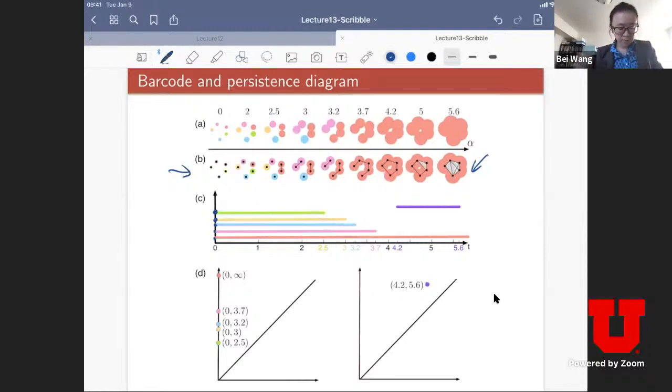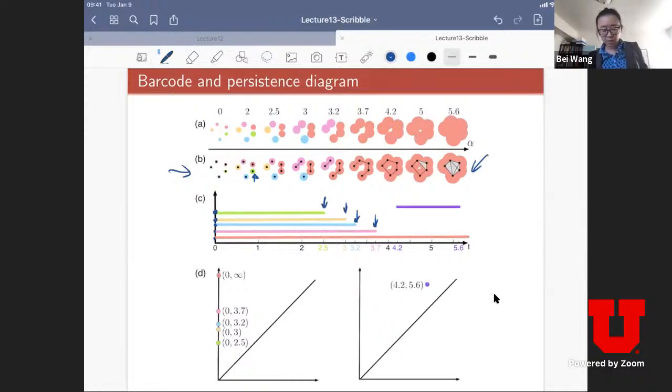And then at time 2, nothing changes. At time 2.5, the green component merges with the red component and dies. That corresponds to the end of the first bar, which corresponds to the birth and death of one of the components, the green component. The orange bar is about the birth and death of the orange component. Blue is the birth and death of the blue component, and so on, right? So I have 5 points. By looking at the persistent homology computation, if I have 5 points giving birth to 5 components, then 4 of them disappear by radius 3.7.